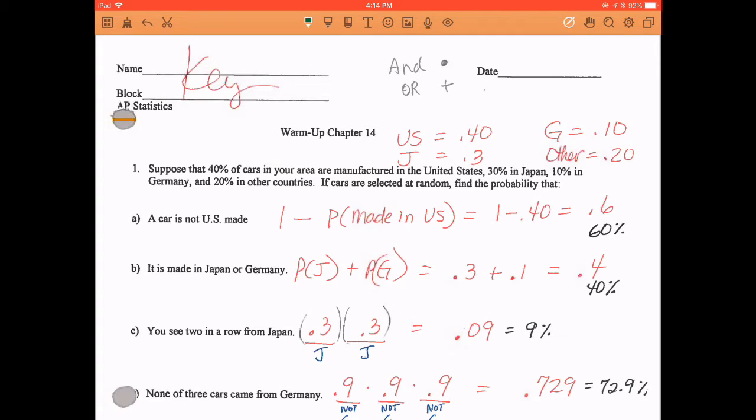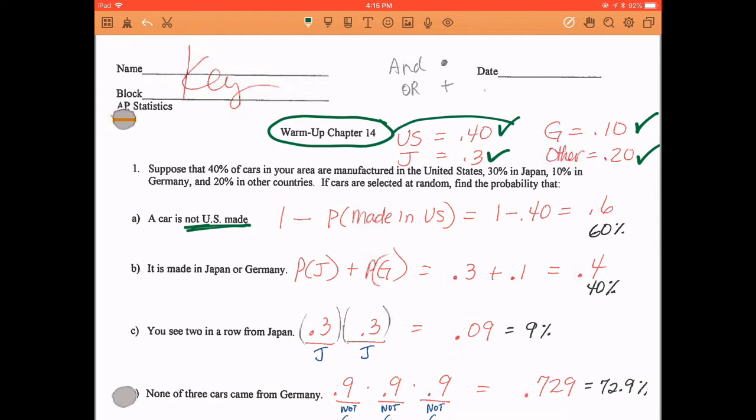Right, so we're going to go ahead and go over all of the things for the warm-up of Chapter 14. We want to talk about the percentage of cars that are certain things. We know that 40% of the cars are made in the U.S., 30% of the cars are made in Japan, 10% in Germany, and then 20% of the cars are somewhere else. So our first question says, what's the probability that a car is not made in the U.S.?